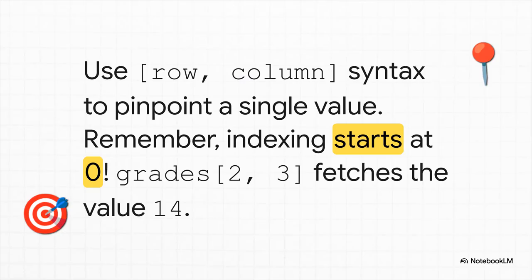So, how do we grab just one single grade from this table? We use the row-column syntax. The one thing you always have to remember is that computers start counting from 0. So row 2 is actually the third student down, and column 3 is the fourth exam over. grades[2, 3] gives us exactly what we're looking for, the number 14.